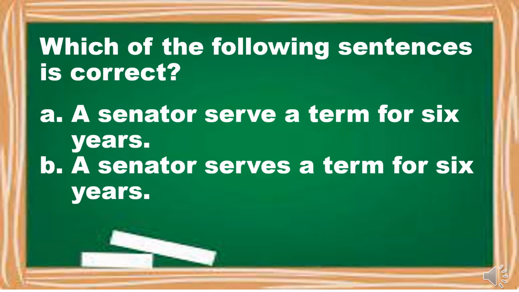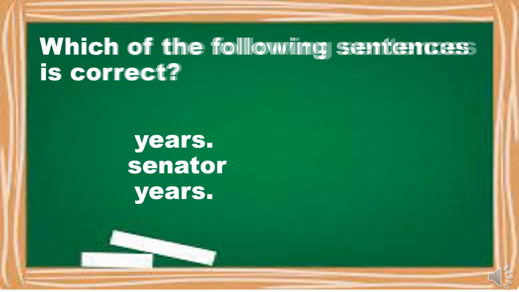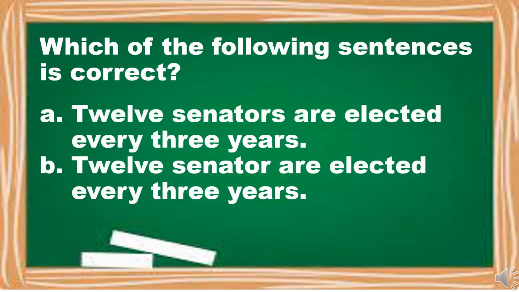This time, let's take a look into another example. Example number 2. Which of the following sentences is correct? A. 12 senators are elected every 3 years. Or letter B. 12 senators is elected every 3 years. Now, what's your answer? If your answer is letter A, then you are correct.